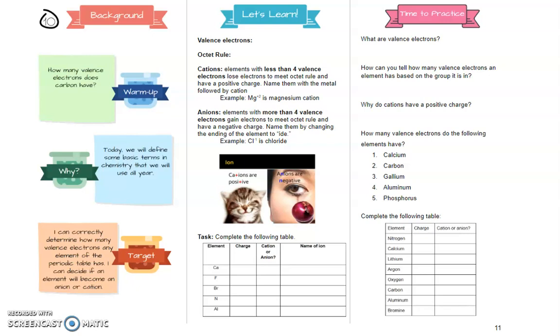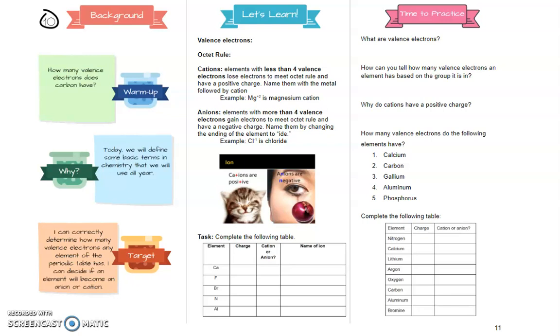Having thought through the warm-up and looking ahead at the why for today, our target, that's what I really want to make sure you get out of this, is that you can correctly determine how many valence electrons any element has, regardless of which one I give you in the periodic table. You also need to decide if it's going to become a cation or an anion, because what we're going to do today is going to lead us into the next couple of parts, so it's going to be pretty important here, and it's going to continue to build.